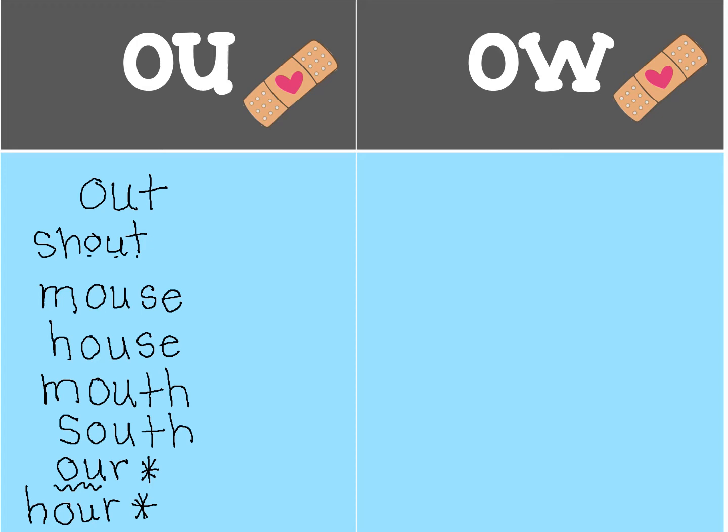I'm going to come up here at the top. I don't have enough room. It's going to be a C, ow, O-U. Count. I hear an N, count, and a T at the end.